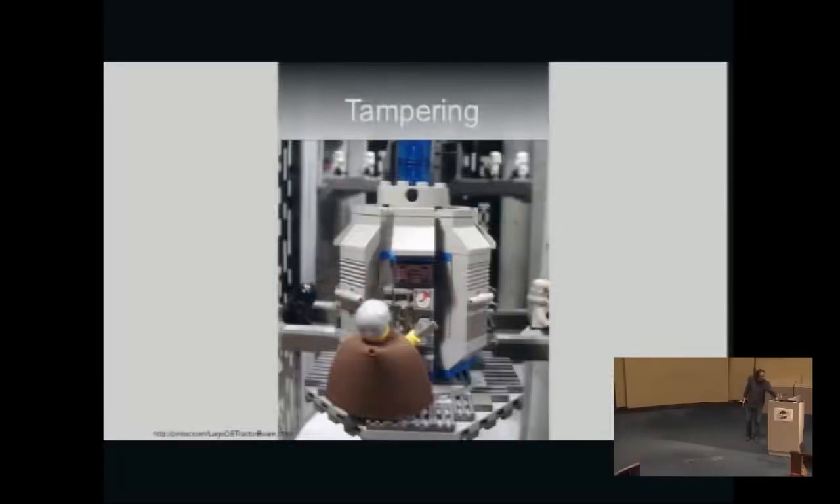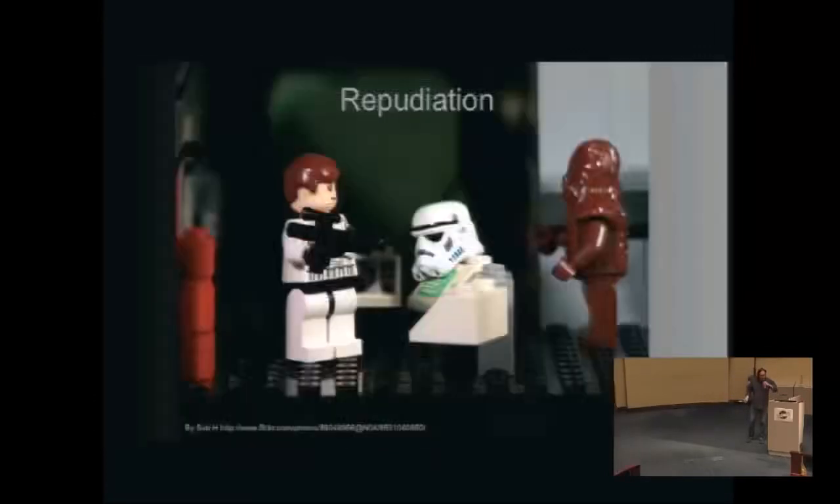The T in STRIDE stands for tampering. And whether that's Ben Kenobi turning off the power to a tractor beam, or somebody modifying packets on the wire or bits on disk, each of these is an example of modifying something that you shouldn't be modifying. So the T in STRIDE stands for tampering. The R in STRIDE stands for repudiation.